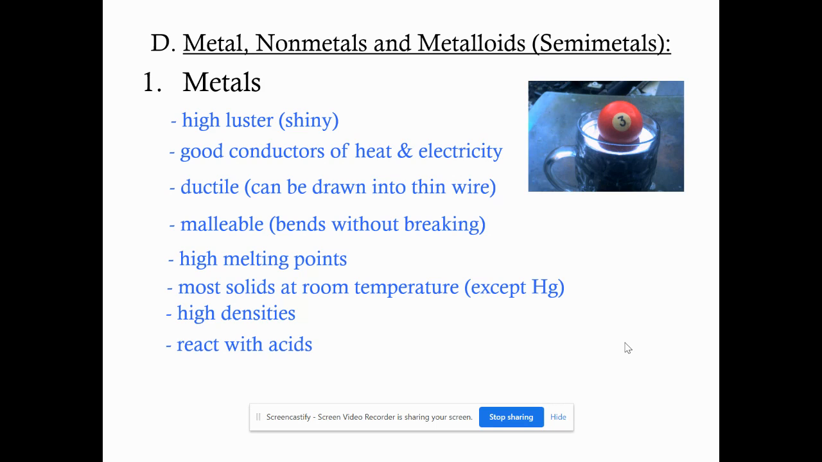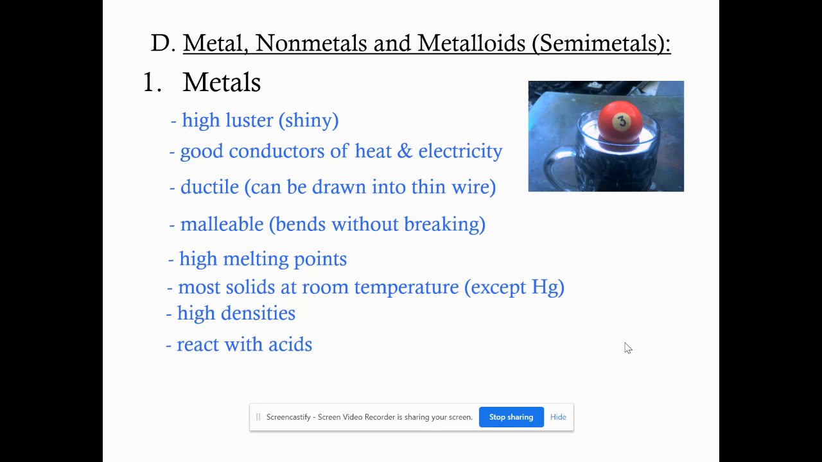Metals can be drawn into thin wires, such as the ones inside all of our cords. Metals are malleable, which means they can bend without breaking. You can beat on a nail with a hammer, which we do all the time, and it will not break. We can kind of bend or crush an aluminum can without it breaking.